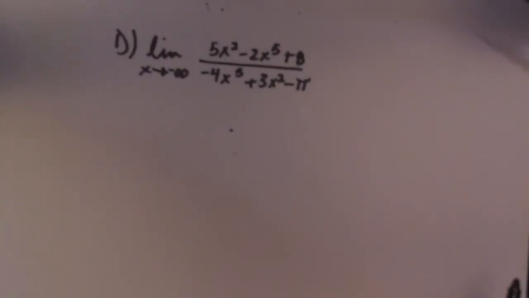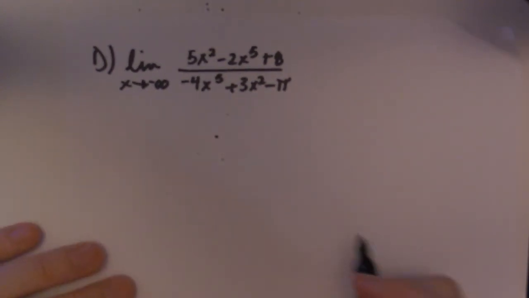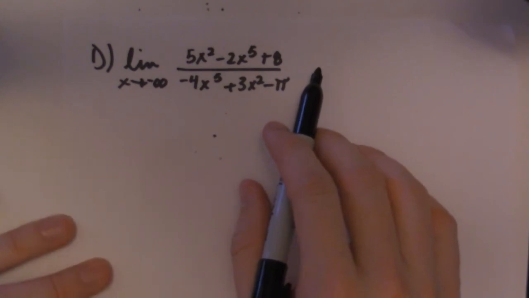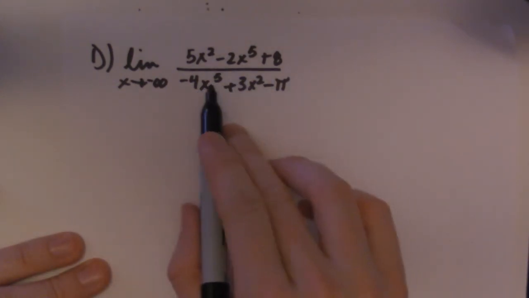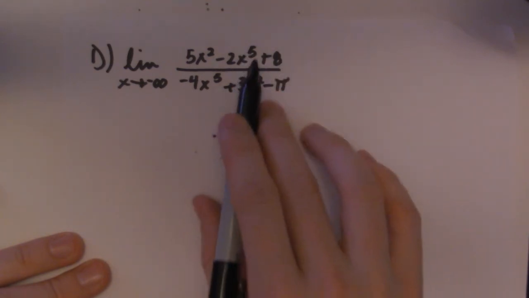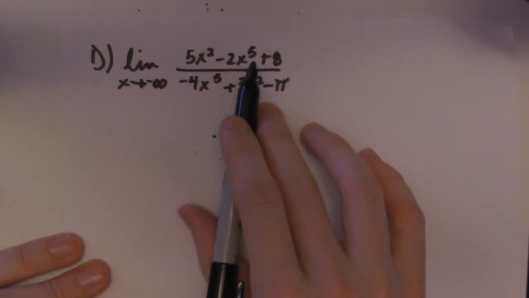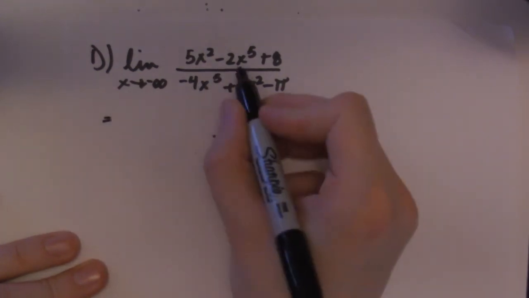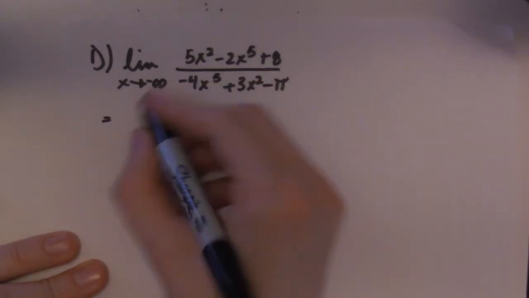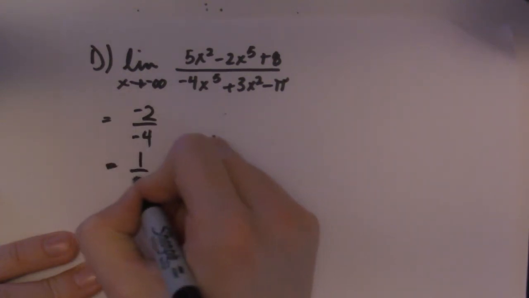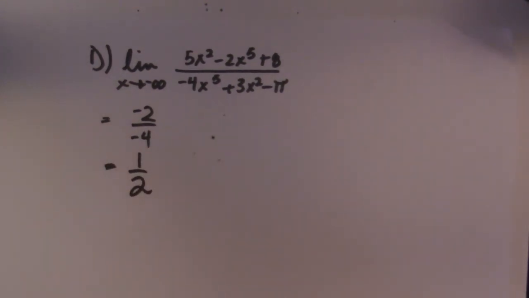All right, so this one's a little bit trickier because everything is not ordered in nice descending powers. If I look, the highest power on the bottom is power 5. The highest power on the top is power 5. So same on top and bottom. That tells me that there is a limit, and it's when I divide the coefficients. So the coefficient of the highest power here is -2. On the bottom is -4. So that just becomes 1 over 2.